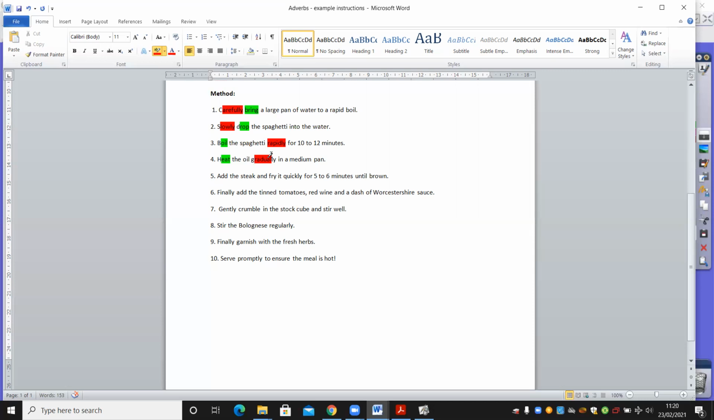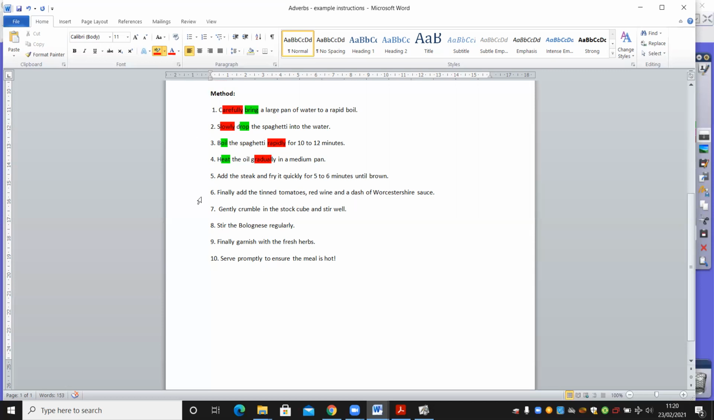Now, if my highlighter was working properly, I would, of course, highlight the whole word. It's having a little bit of a strike at the moment. It's gone on strike. Now, children, at home, have a go at identifying the verbs and the adverbs in the rest of these instructions. It's going to be a really good practice for you. Remember, a good set of instructions has imperative verbs and it has adverbs which describe those imperative verbs.